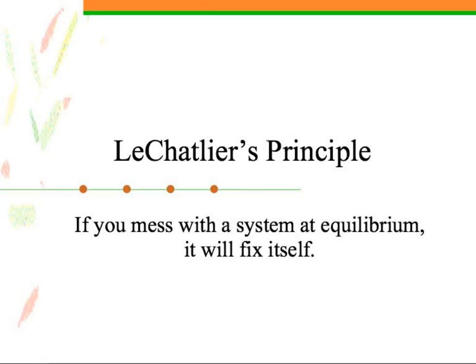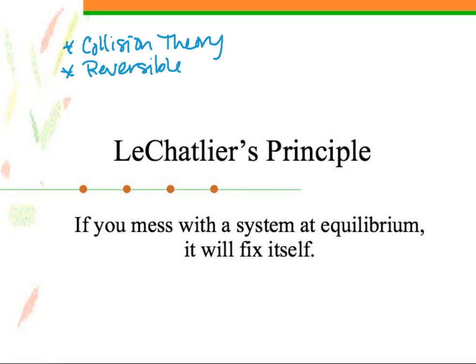Hey everybody, so far in this unit of equilibrium, we've learned about the collision theory. That's how reactions occur. Two molecules need to collide in the right direction with the right amount of energy. And we've also learned that chemical reactions are reversible. Now what we're going to do is put those two things together and be able to apply Le Chatelier's principle.